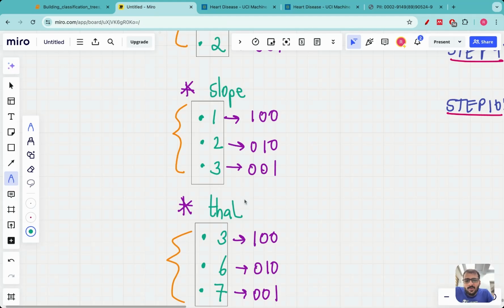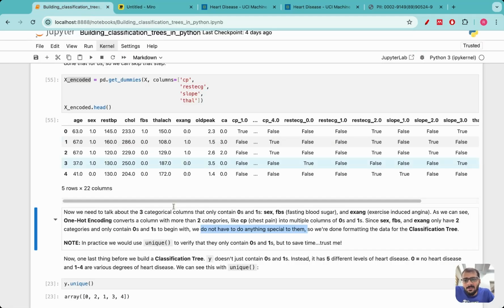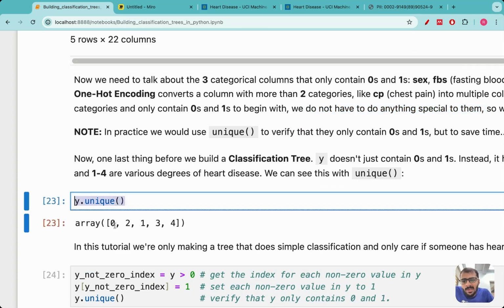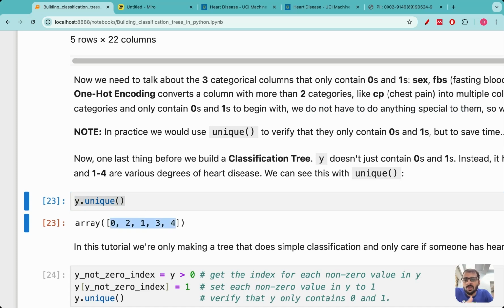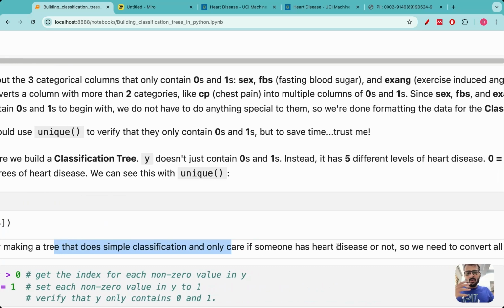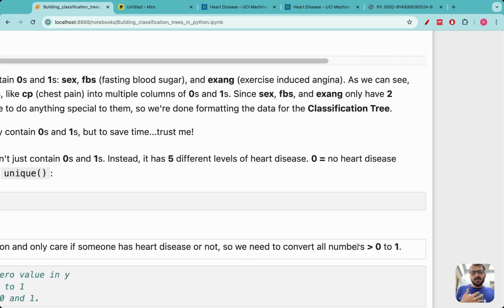Okay, now before we move to the modeling part, there is one last thing remaining. If you look at the Y data, which is whether the person has heart disease or not, and if you check y.unique(), it will have 5 values: 0, 1, 2, 3, 4. So 0 means heart disease is not there, but the other values also give the level of how severe it is. In this tutorial, we are doing a simple tree, and we only care if someone has heart disease or not. So if the number is greater than 0, we can just convert all of it to ones, so that we just have 0 or 1.